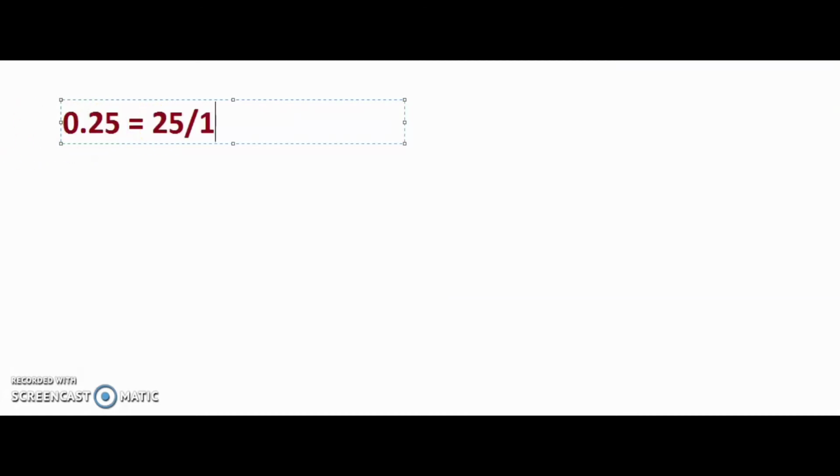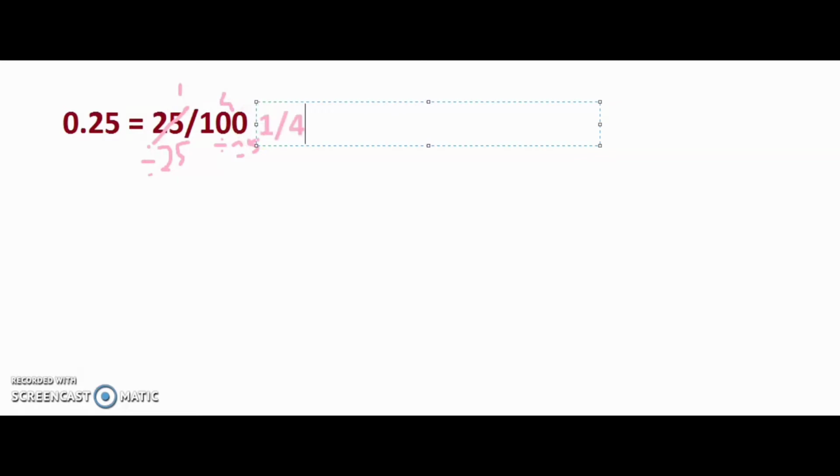Another example, 0.25 can be expressed as 25 divided by 100. Yes, but it is not in its lowest form. So to make it in the lowest form, we can divide both numerator and denominator by 25. So we get 1 over 4, which is a rational number.